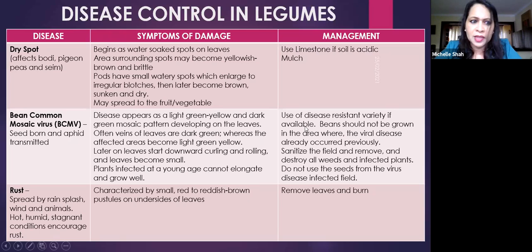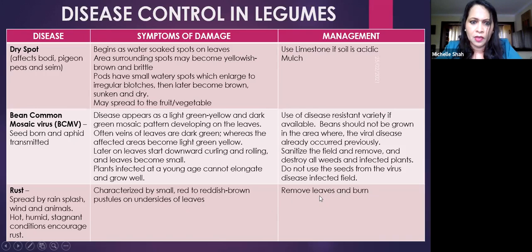For the management of the mosaic virus, you use a disease-resistant variety if available, and beans should not be grown in an area where viral disease already occurred previously. Sanitize the field and remove and destroy all weeds and infected plants, and do not use seed from the virus-infected field. The symptoms of rust are small red to reddish brown pustules on undersides of leaves, and the management is to remove the leaves and burn.